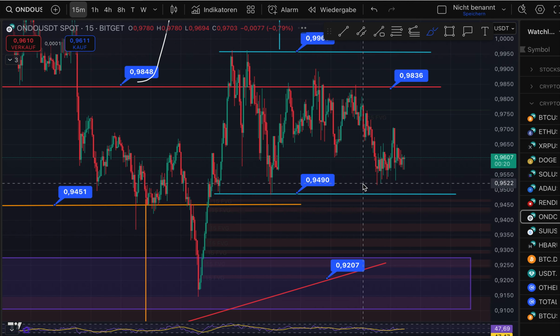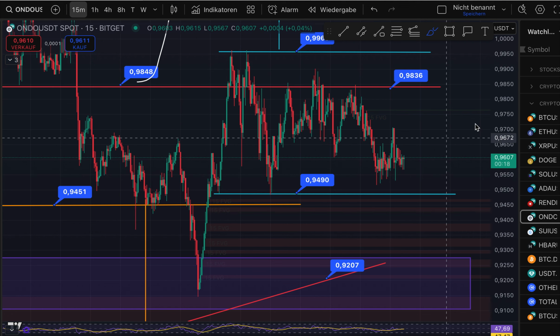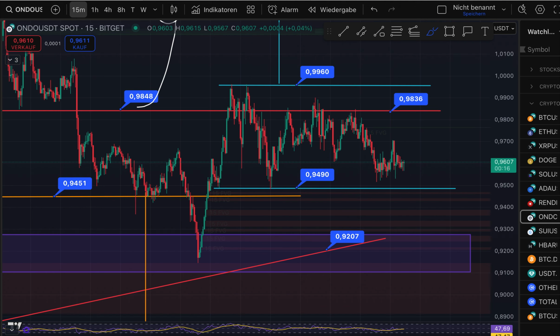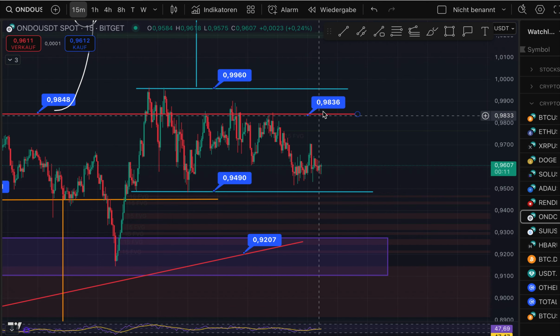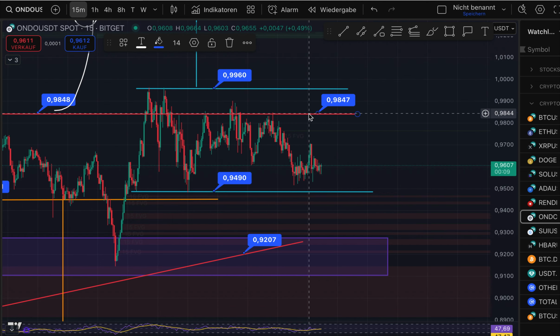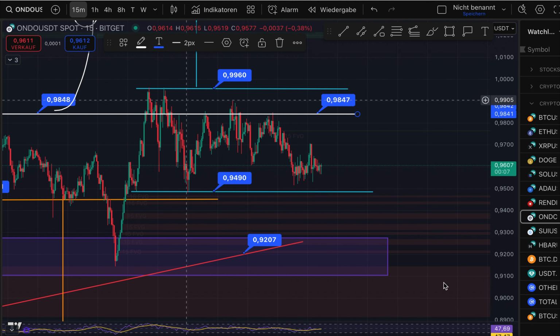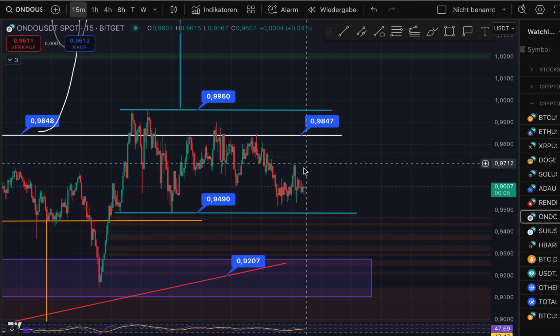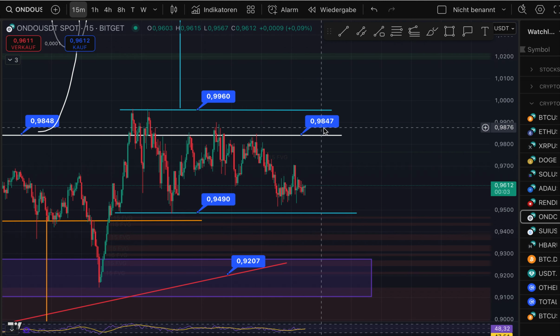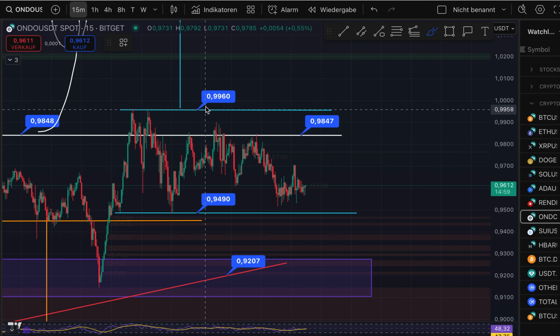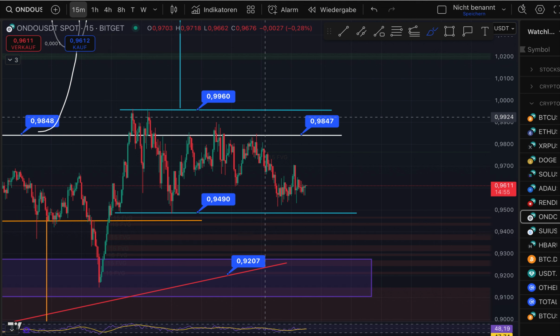So what about ONDO? ONDO didn't do anything. I can make our X short line, the 98 cents, I can make it white, so color white. In the end of the day, if we break the 98.5 cents to the upside, then it would be positive. But the first real breakout is here at the 99.6 cents.